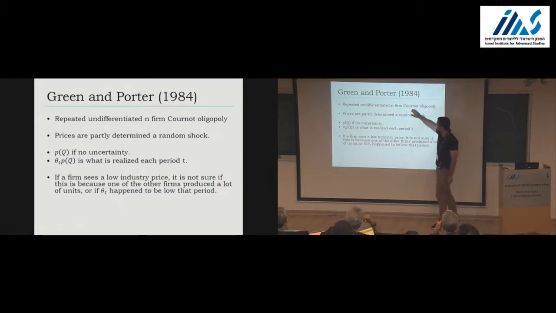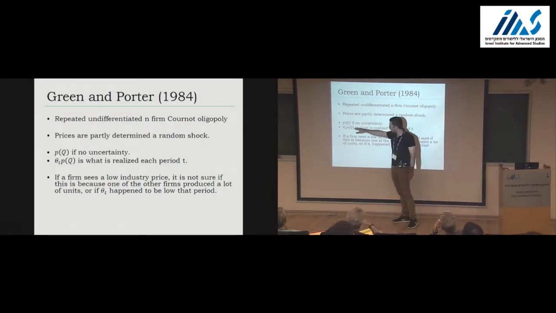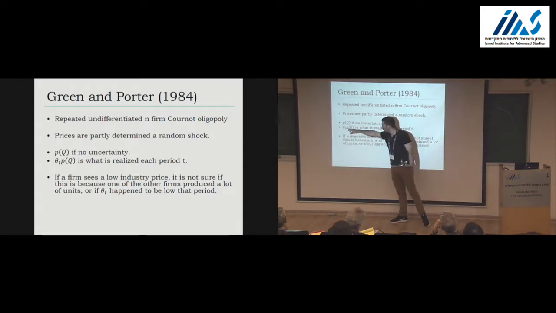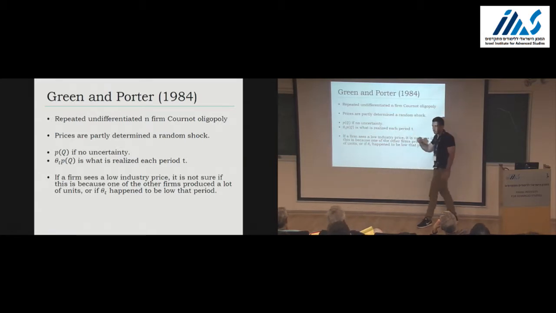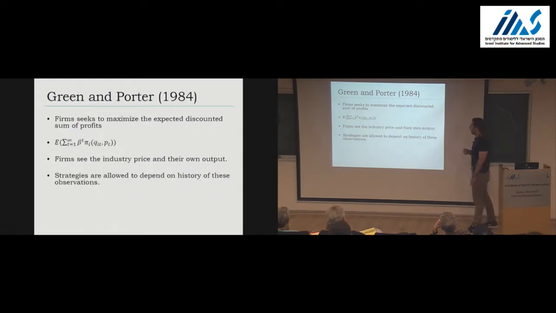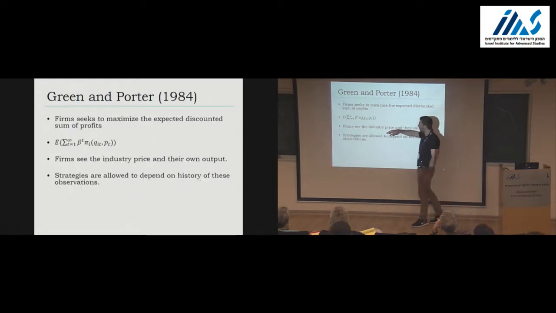Again, it's an N-firm Cournot oligopoly, so a pretty simple setup. The twist is that, were there no uncertainty, you would have the same inverse demand curve, but every period there's going to be a shock, theta_t, which sort of noises up the price. So it could be that they didn't cheat, but theta_t was low, so you see a low price and you're not sure what's going on. So the question is, can you sustain collusion in this model? Firms are maximizing the expected discounted sum of profits.